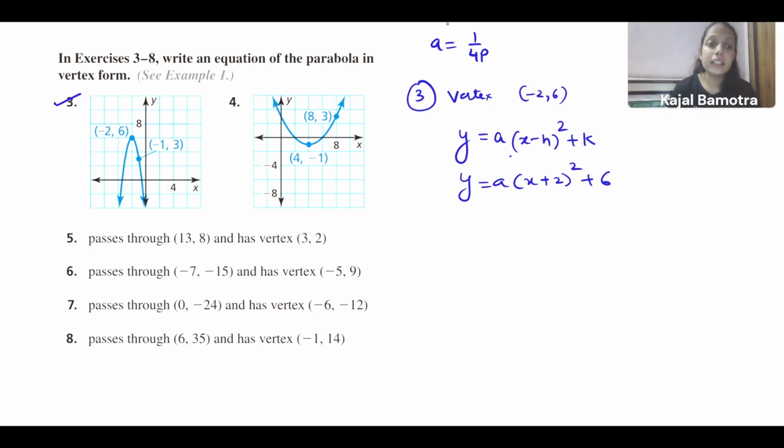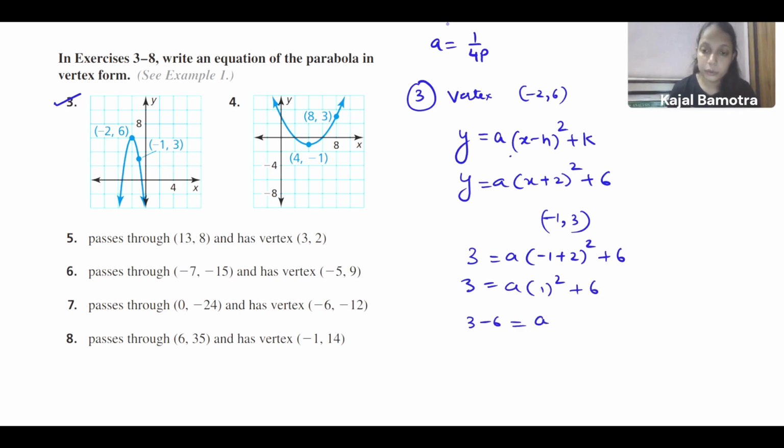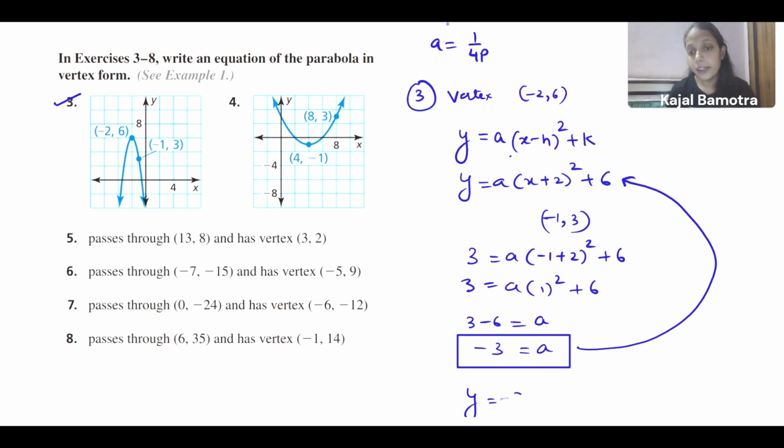So done. What is the other point given? The passing point is given as minus 1 comma 3, it will satisfy the equation. y is 3, x is negative 1. So 3 equals a times 1 squared plus 6. 3 minus 6 equals a. So minus 3. a is minus 3. As you get a is negative 3, substitute a here. y equals negative 3 times (x plus 2) whole squared plus 6. This is the vertex form of the given parabola.